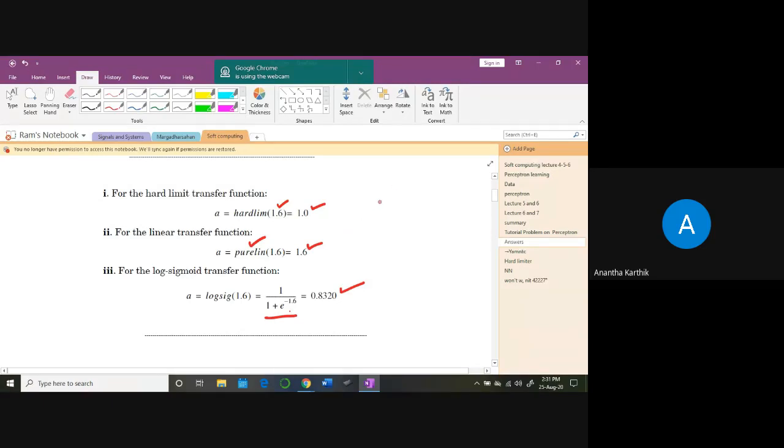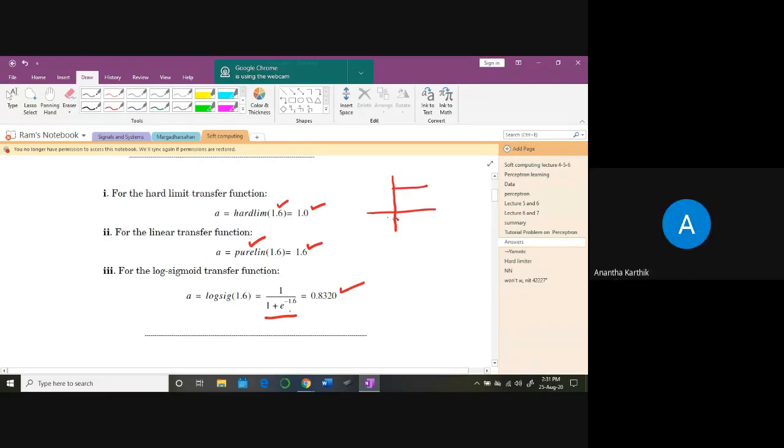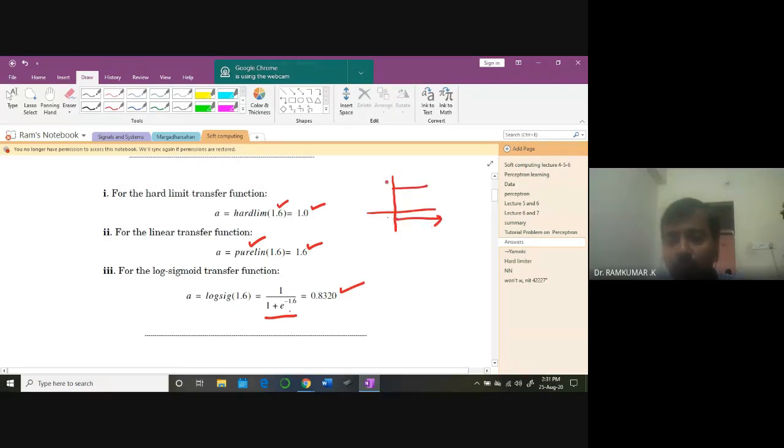So for non-binary evaluation, what is the threshold it should be greater than? That's the hard limiter function. Whatever be the value greater than 0, output is 1.